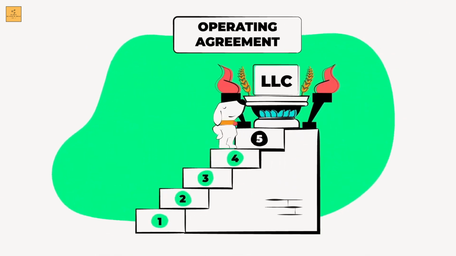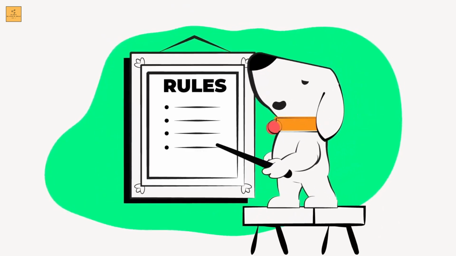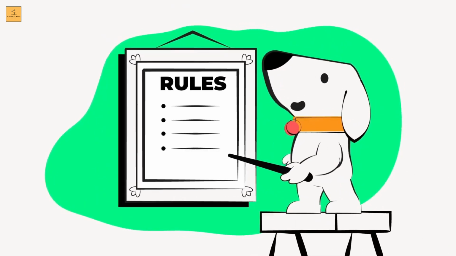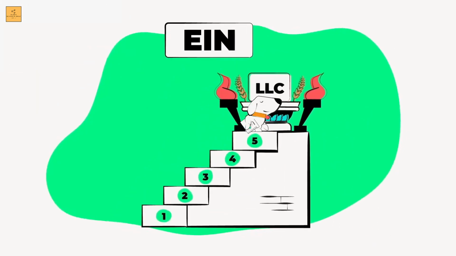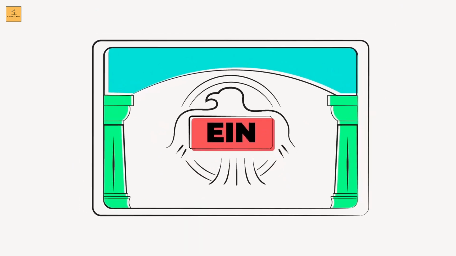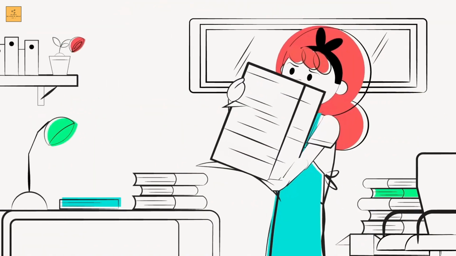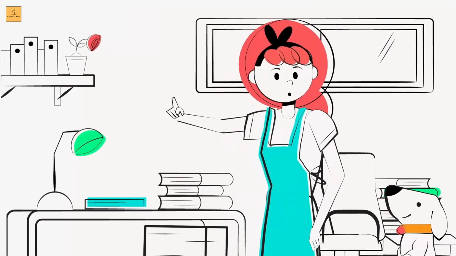Step 4. Create an operating agreement. This establishes the important rules for operating your company. And finally, Step 5. Apply for an employer identification number to open a bank account or hire employees. You may also need to review tax requirements.